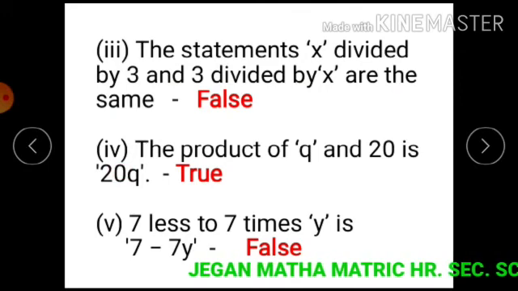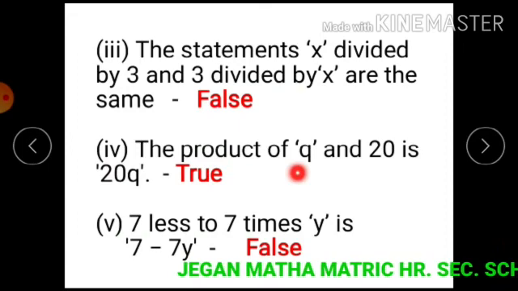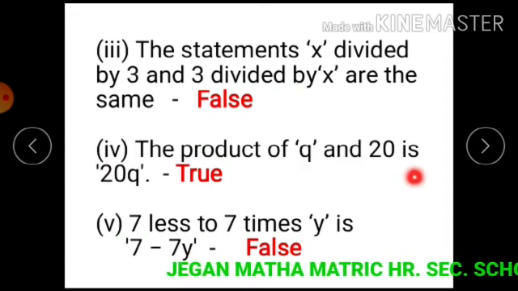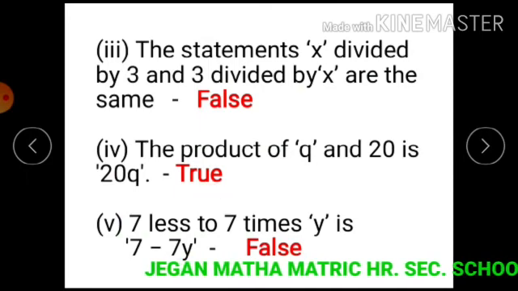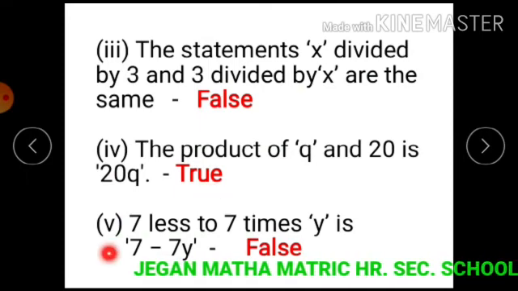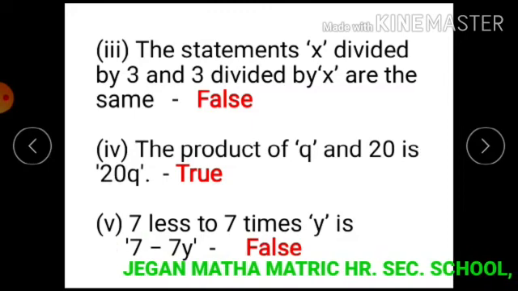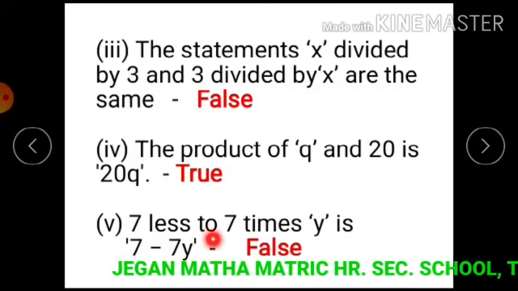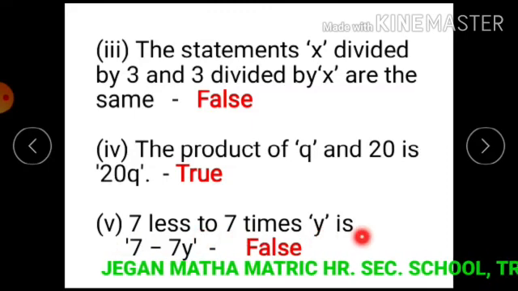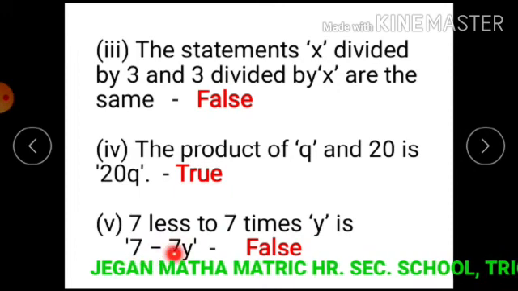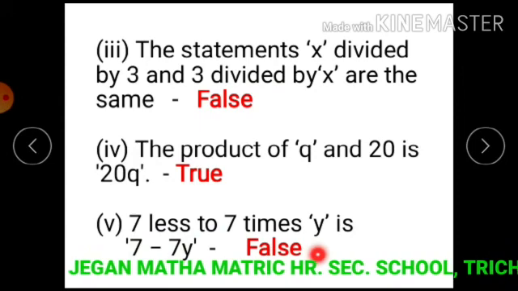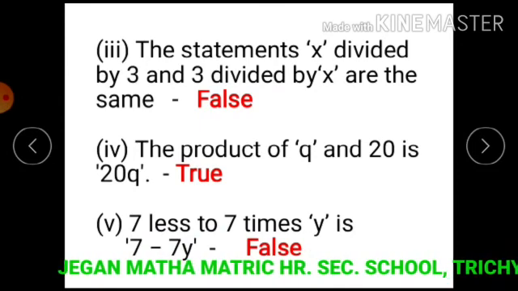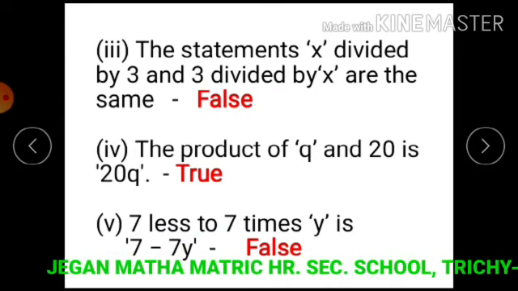Question number 4, the product of q and 20 is 20q. This is true. Question number 5, 7 less to 7 times y is 7 minus 7y. It is a false statement, but the correct statement is 7y minus 7.